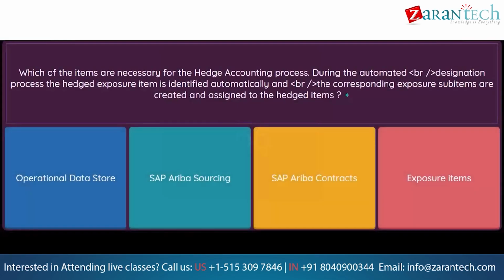Question: which of the items are necessary for the hedge accounting process? During the automated designation process, the hedged exposure item is identified automatically and the corresponding exposure sub-items are created and assigned to the hedged items. Option 1 Operational data store. Option 2 SAP Ariba sourcing. Option 3 SAP Ariba contracts. Option 4 Exposure items.